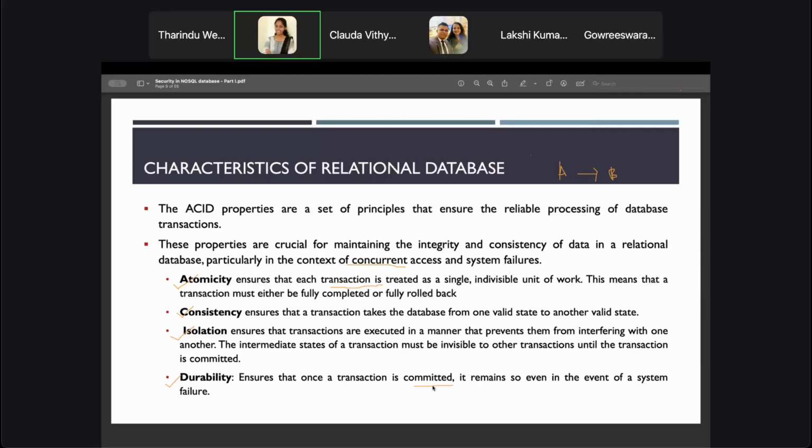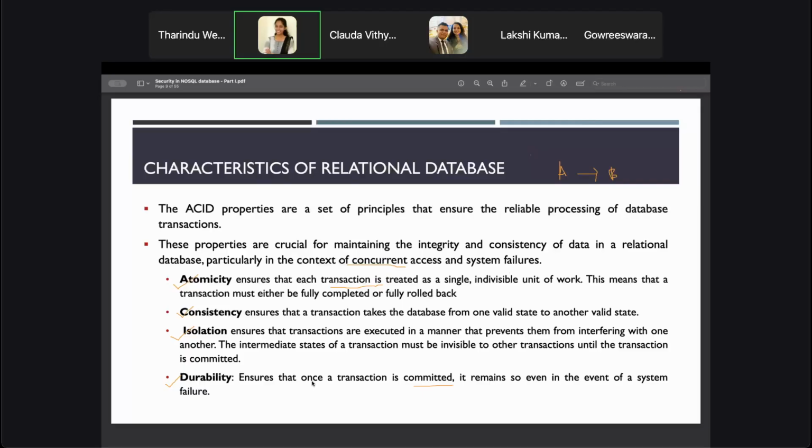No? Alright, it's fine. Commit means you are permanently storing your data value to the database. That's what commit means. So once the transaction is committed, that means your updated value is permanently stored to the database. Then later, even if there is a system failure, your data cannot be erased. That is durability. All right.